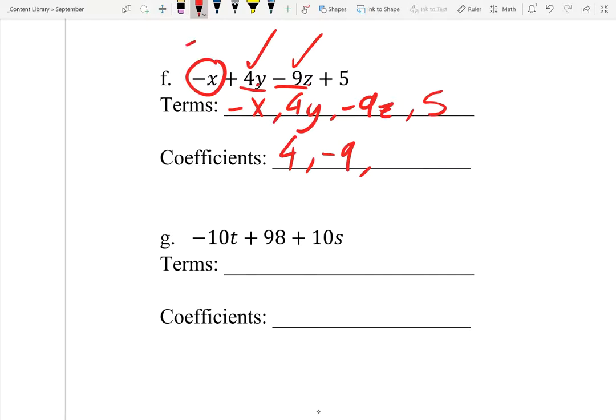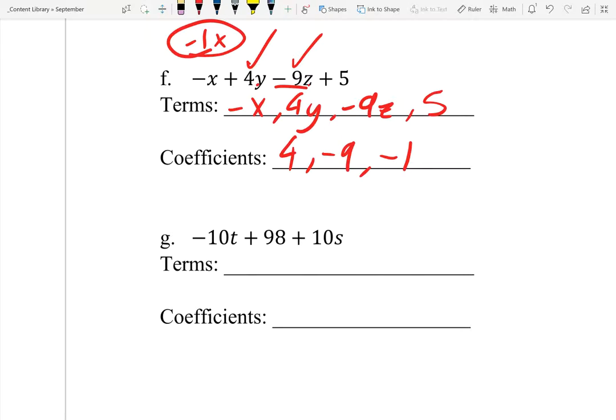In this case, it's negative 1 because it's negative 1x. This is the same thing as negative x, negative 1x, but you don't always see that 1. That's just chilling there. It's kind of an invisible thing, but it's there. So that coefficient for x is actually negative 1.